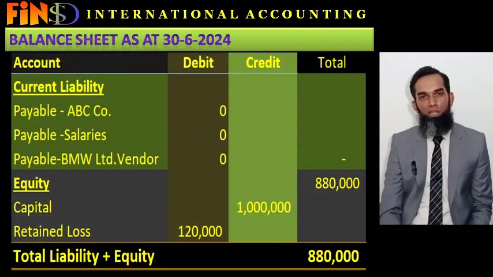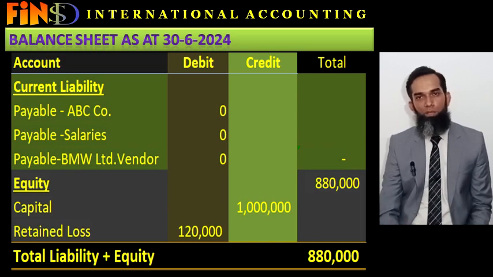Now we can talk about the current liability position in the balance sheet. The balance sheet is showing nil liability to any vendor. We have paid completely to the ABC vendor. We have paid almost all salaries. We have paid all the BMW liability in this financial year. If any liability was remaining, this current liability portion would be shown by the remaining balance amount. But in this scenario, all liabilities have been paid off, so all the current liability is shown as zero balance.